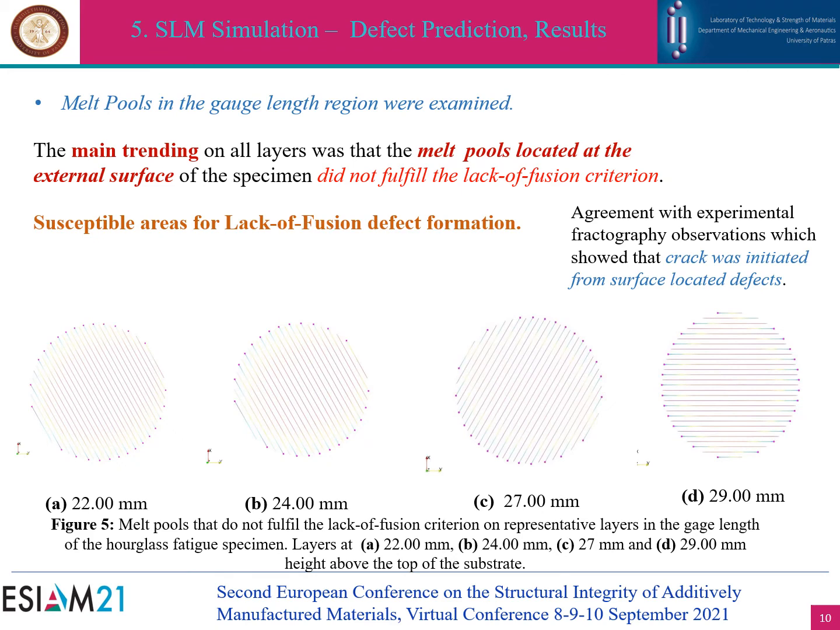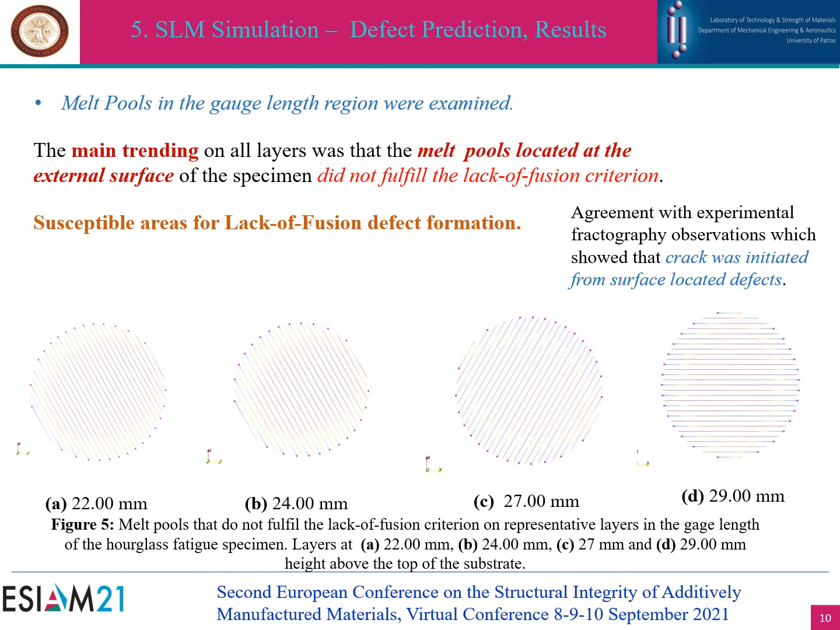The melt pools in the gauge's length region were examined. The main trend on all layers was that the melt pools located at the external surface of the specimen did not fulfill the lack of fusion criterion. This can be seen in these four figures of layers located in the gauge's length region. The pink dots indicate melt pools which did not fulfill the lack of fusion criterion.